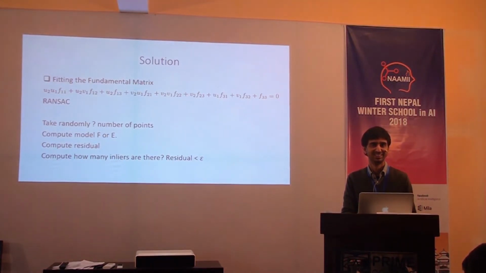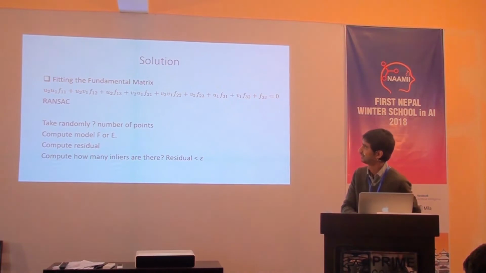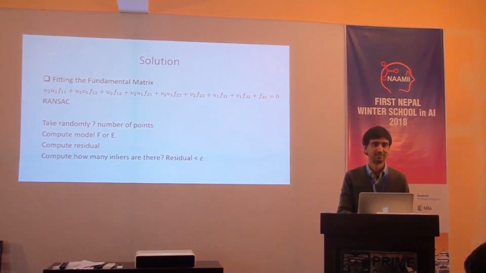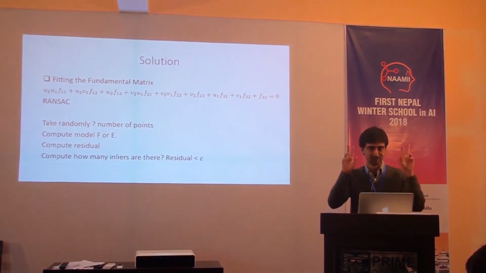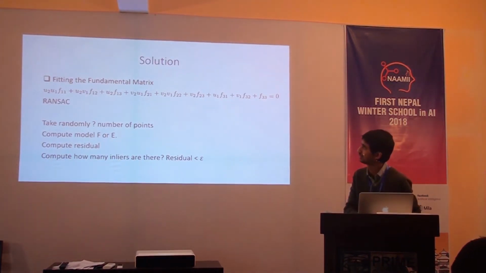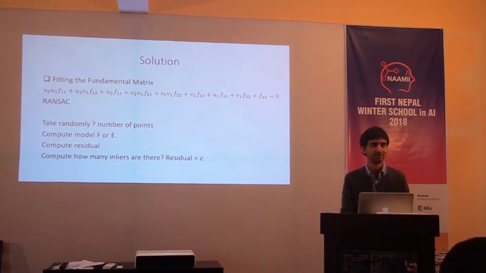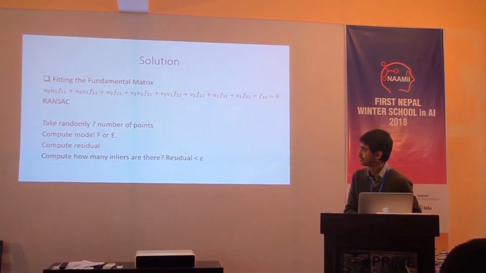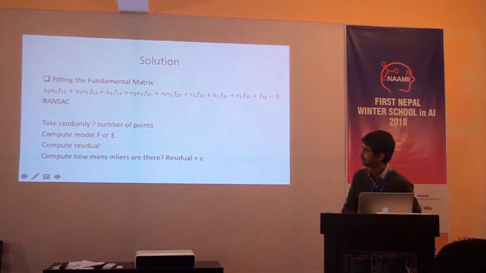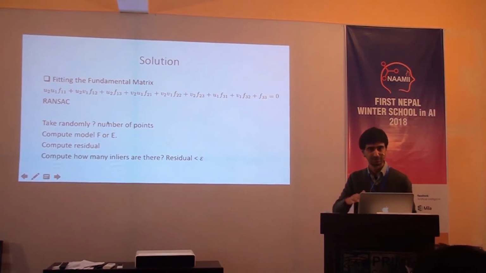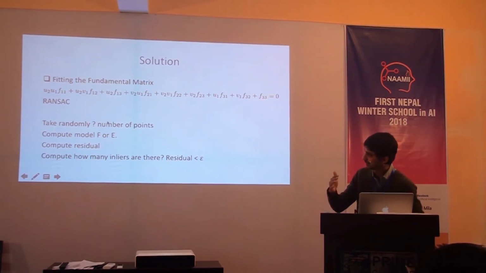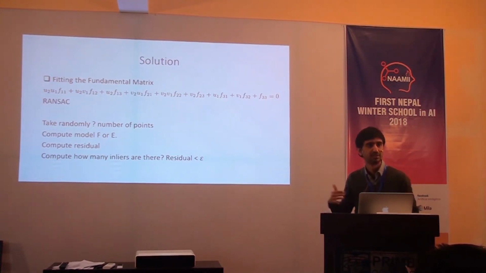How many? Yeah, you have one more constraint, right? You can fix the norm of the vector to be 1. So it means that you need 8 points to fit this model. So for fundamental matrix fitting, you need 8 points to fit the linear model, and then you can evaluate the residuals, and then compute inliers and outliers.